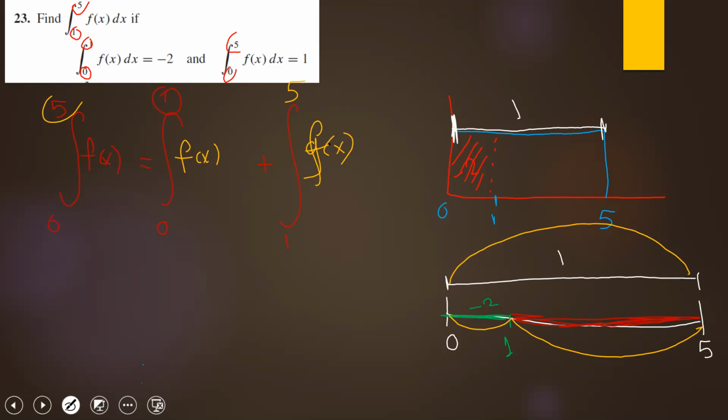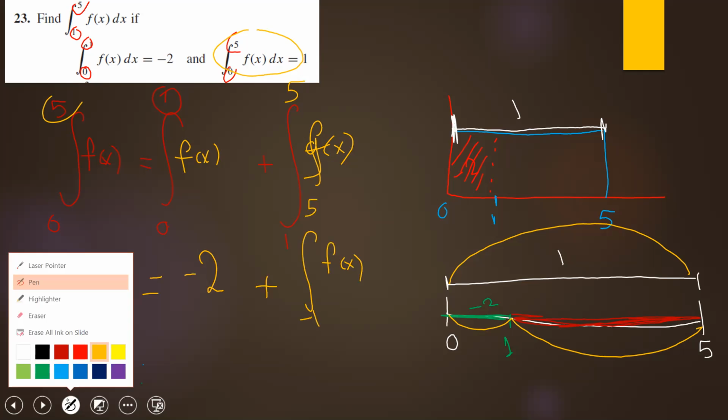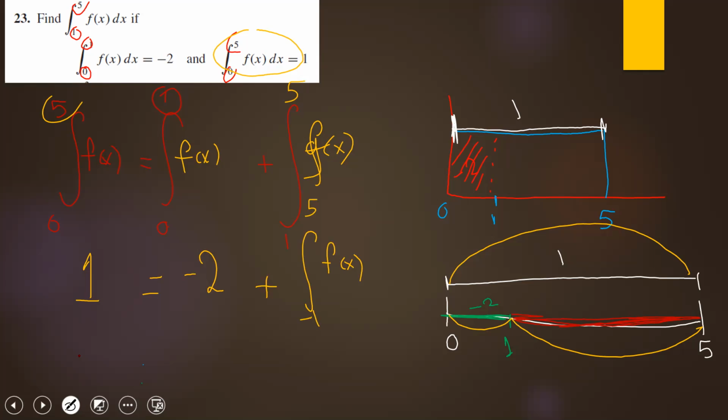Now, from 0 to 5, it's given. It is 1. Equals, from 0 to 1, it's -2. Plus, from 1 to 5, it is unknown. And after that, it comes like an equation. Plus 2 on both sides. So the integration from 1 to 5 of f of x dx is 1 plus 2, which is 3.